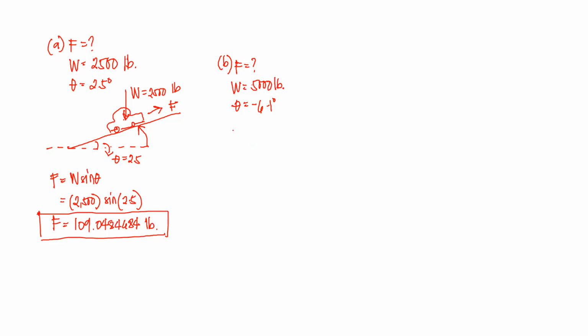Okay? So we have, if naka-incline dire, asa si negative 6.1 with respect sa horizontal, clockwise. So this is our theta is equal to negative 6.1. Then naa si car kanaog. Lingin. Then nato ang gibug-aton, W is equal to 5,000 pounds.